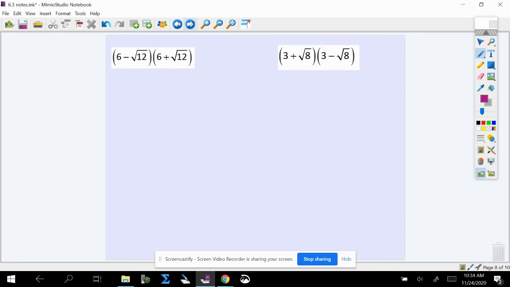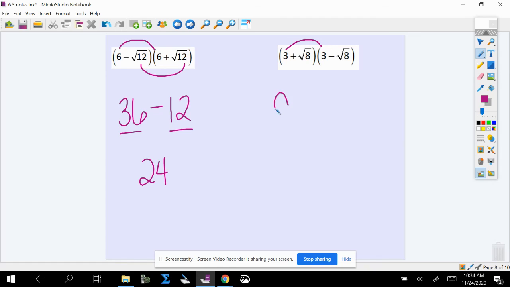So let me show you a few conjugates just to practice that quick process. So first, 6 times 6 is 36. Your outer and your inner will cancel. So then I'm going to go straight to my last, which is going to be minus square root of 12 times square root of 12, which is 12. This will always be minus because one will be positive and one will be negative because that's what conjugates have. And then we can combine to get 24. 3 times 3 is 9.